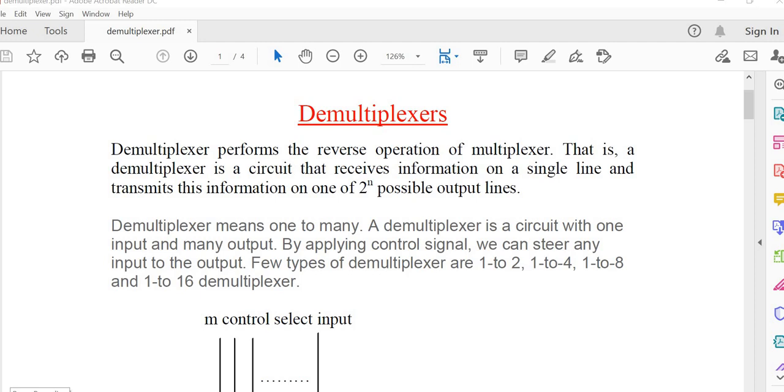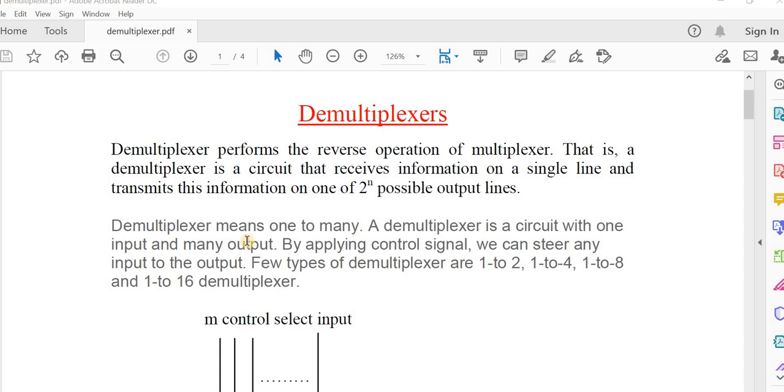In the last video, we discussed a very important combinational circuit, that is the multiplexer, and today we will discuss the combinational circuit which performs the reverse operation of a multiplexer, that is called a demultiplexer. So a demultiplexer is a combinational circuit which performs the reverse operation of a multiplexer.